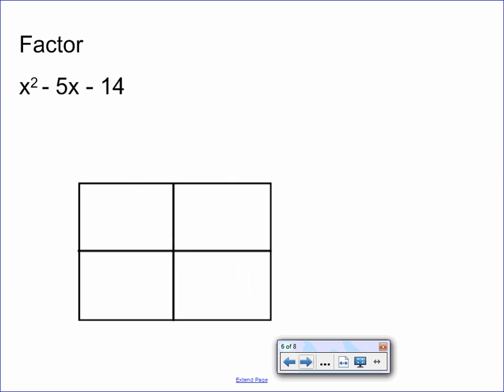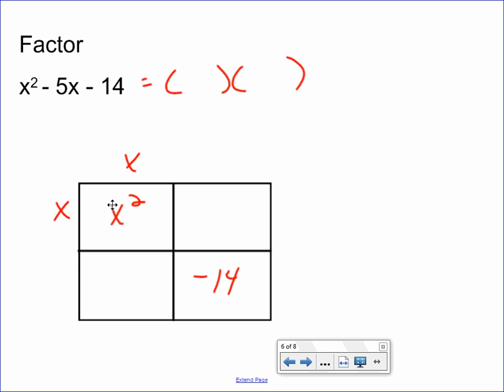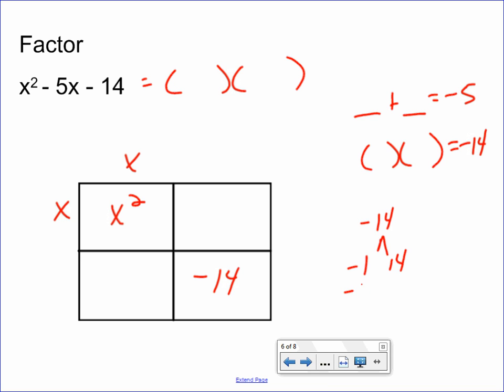Okay, a couple more. If I looked at this one, I've got an x squared and a -14. So I want to get my factors. I know I've got an x and an x. I'm thinking two things that add up to a -5, but they have to multiply together to give you a -14. So factors of -14 is where we start. -1 and 14. -2 and 7. And that's all we have.